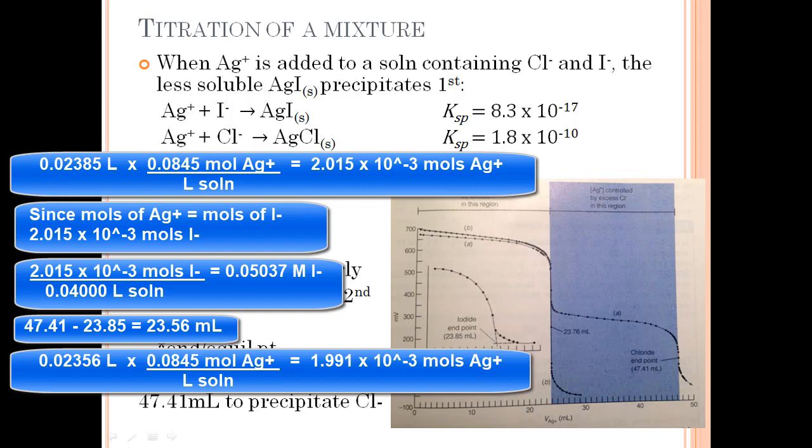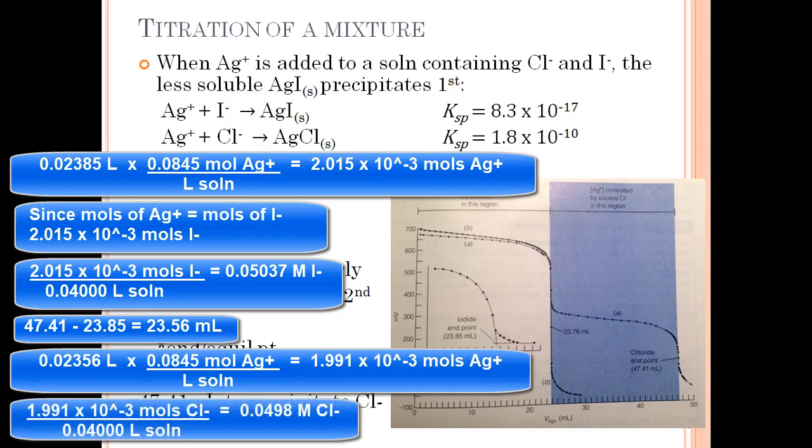And remember, again, it's 1-to-1, so if we know that's how much Ag+ was required for that section of the titration, then we know that's the same amount of chloride that reacted. So all we do is put that number of moles, 1.991 times 10 to the negative 3, divided by the same volume, because it's the same unknown solution. So divided by 0.04000. That would give you 0.0498 molar of chloride.